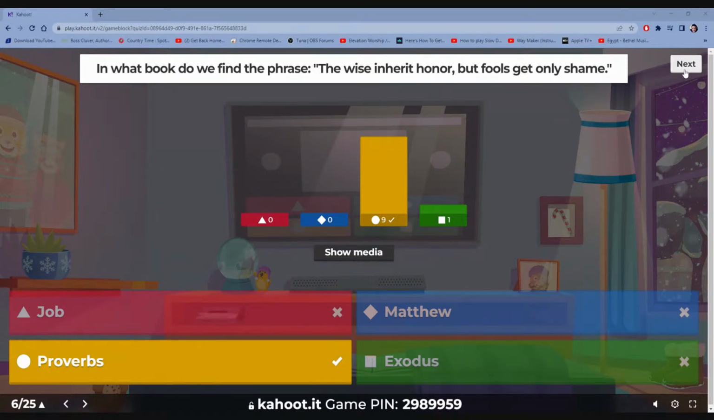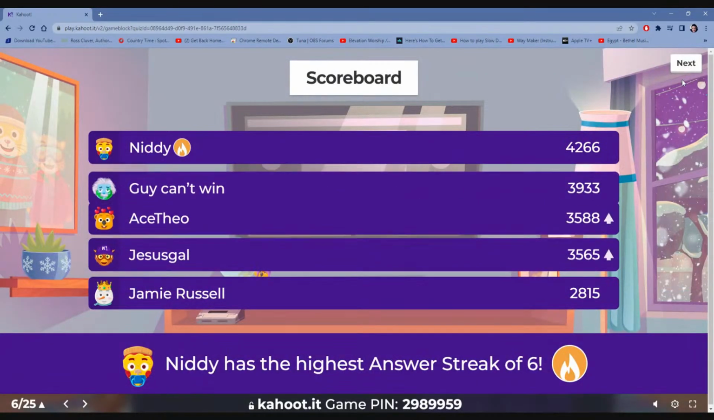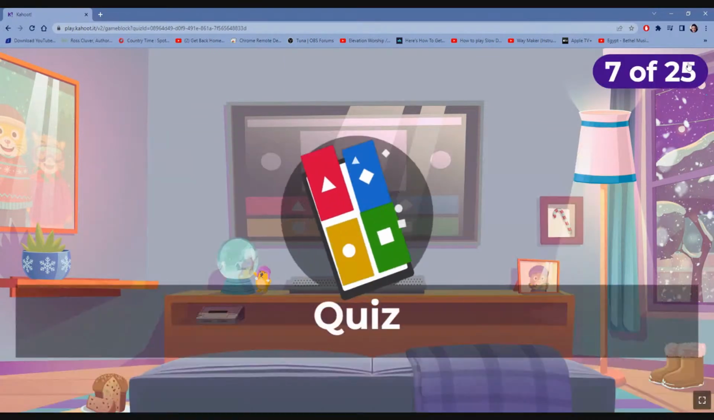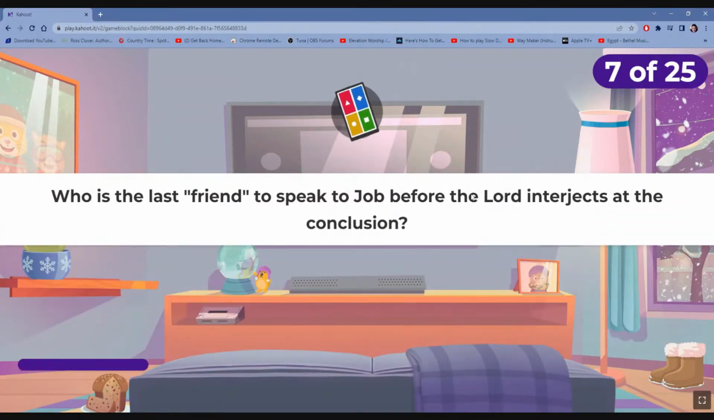Yeah, this was an easy one. This one just depends on how fast you got in there. Proverbs is correct. Ace Theo pops in. Jesus Gal pops in. Guy can't win, got it wrong. Jamie, come on, Jamie. Come on, Nitty. Nitty came in. You challenged him, I think.